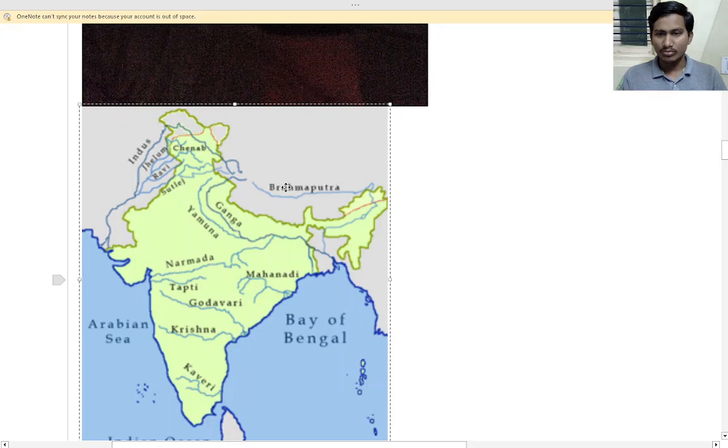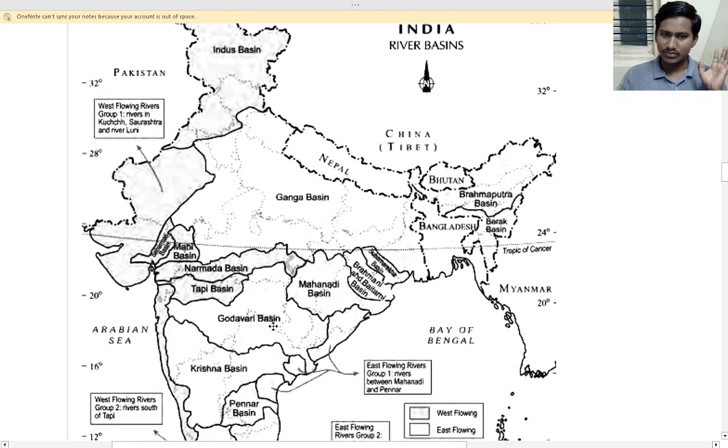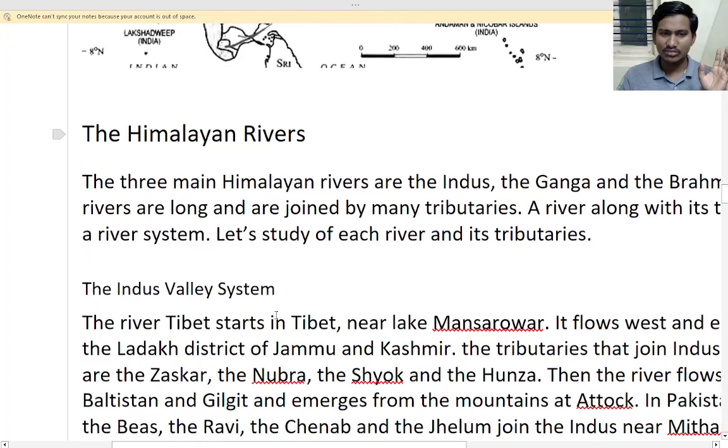Brahmaputra also joins the Bay of Bengal. Ganga, Yamuna, Mahanadi, they all join the Bay of Bengal. Narmada and Tapi join the Arabian Sea. Godavari, Krishna, Kaveri join the Bay of Bengal. So we'll study about them in brief.